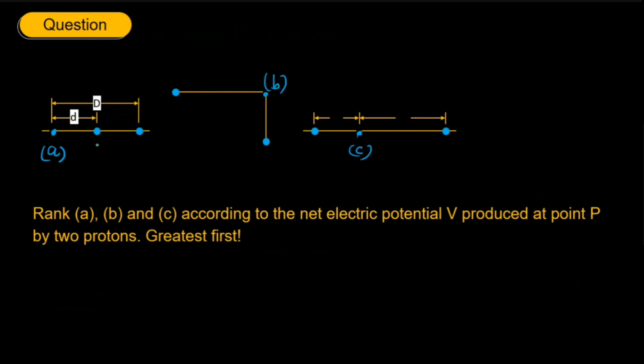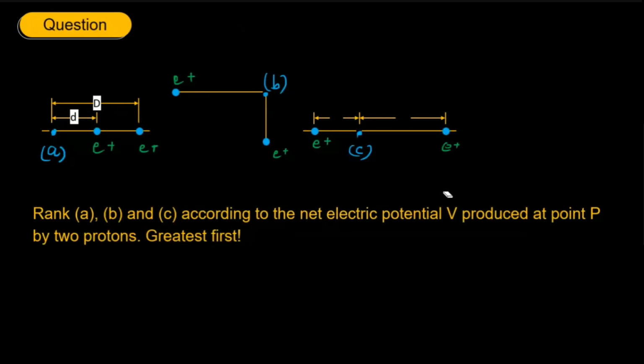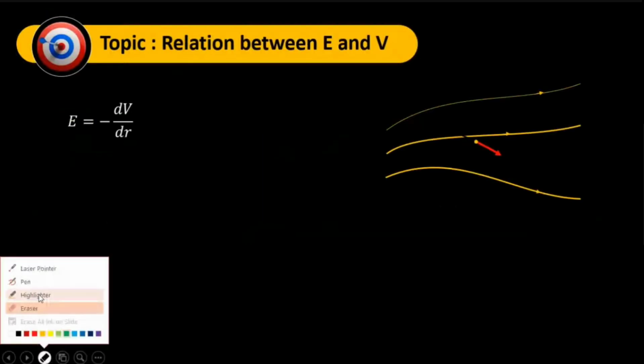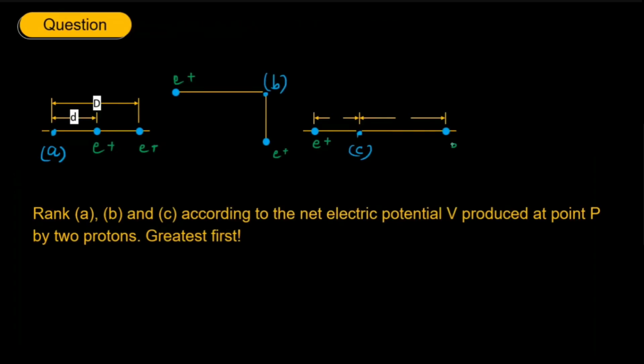So this is E plus, and this is also E plus. A proton is represented by E positive, and an electron is represented by E negative. So we can write it directly here. E plus.